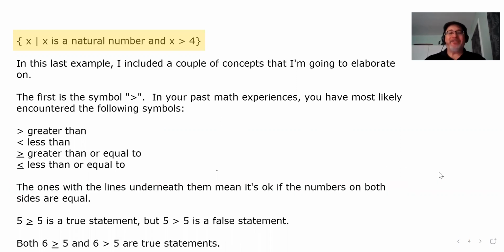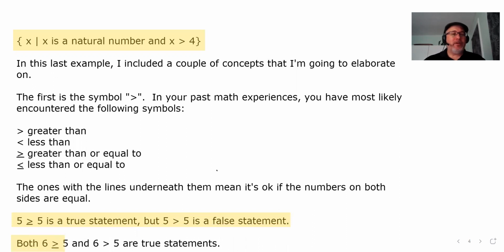The ones with the lines underneath them mean it's okay if the numbers on both sides are equal. For example, saying 5 is greater than or equal to 5 is a true statement because 5 is equal to 5. But the statement 5 is greater than 5 is a false statement because 5 is not more than 5.